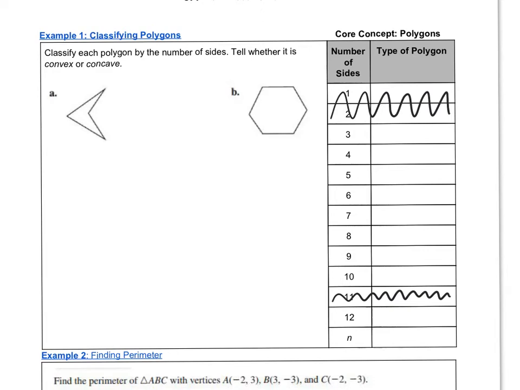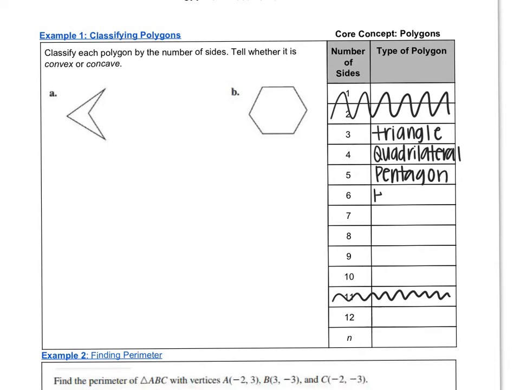Some of these you might be familiar with. So a polygon that has 3 sides is called a triangle. That should be, again, something that you're probably familiar with. 4 sides, not a square or rectangle. Although squares and rectangles are polygons with 4 sides, the general term for a polygon with 4 sides is a quadrilateral.